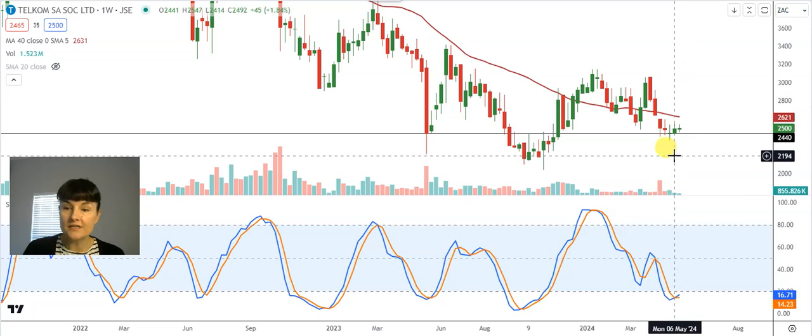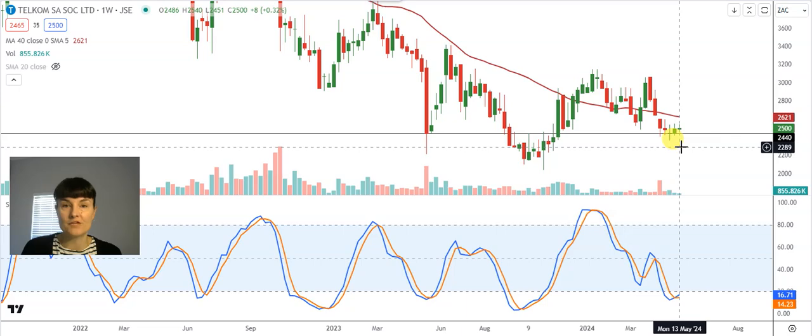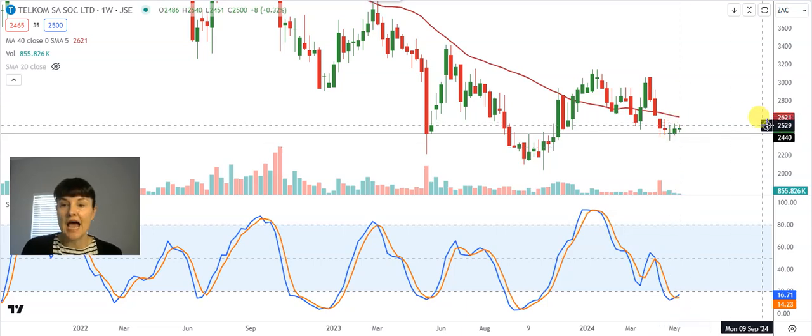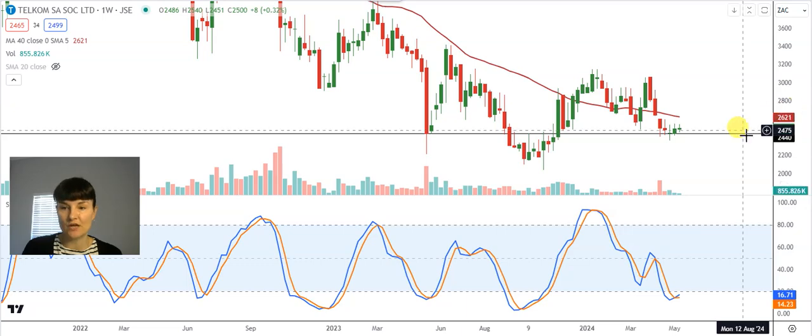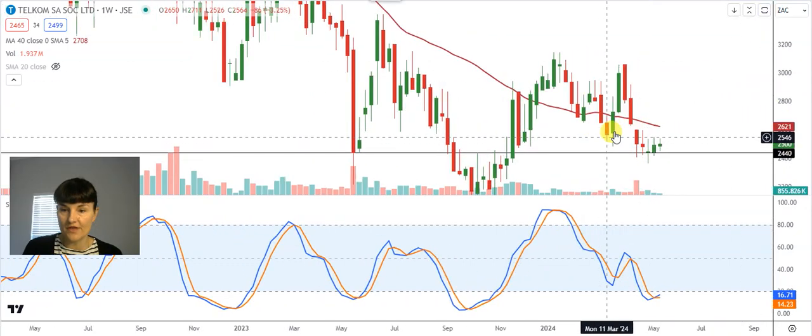Now, if the share price starts to consolidate above last week's high, and that is 25.47 Rand, and continues to consolidate above that, I can say, listen, this is becoming a strong, solid support, a strong, solid base. The expectation is more upside. Very, very important level of resistance that needs to be overcome is my 40-week moving average, and that is waiting at 26.21 Rand.